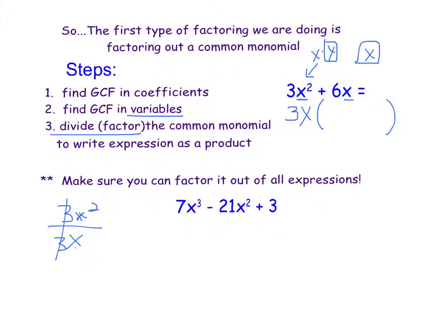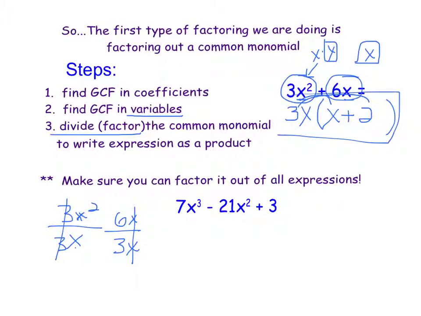X squared divided by x is just x. The other way I could think about it is 3x times what gives me 3x squared. 6x divided by 3x, the x is canceled. 6 divided by 3 is 2. Or I can think 3x times what gives me 6x, and it is 2. So this is my final answer. We will not go back and multiply it out because that would give us our original problem.